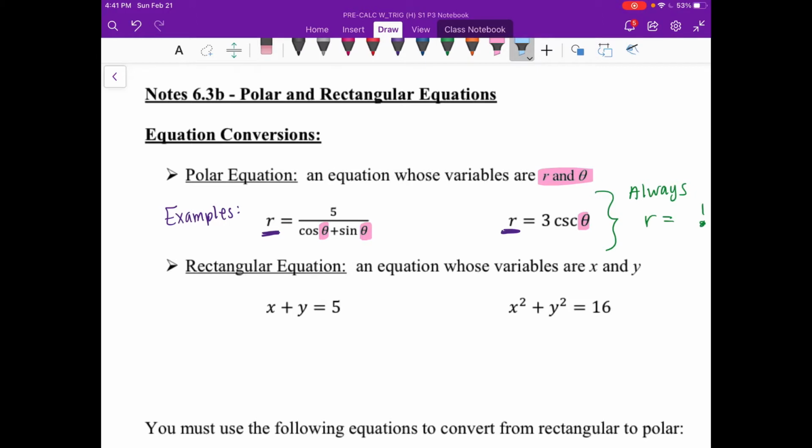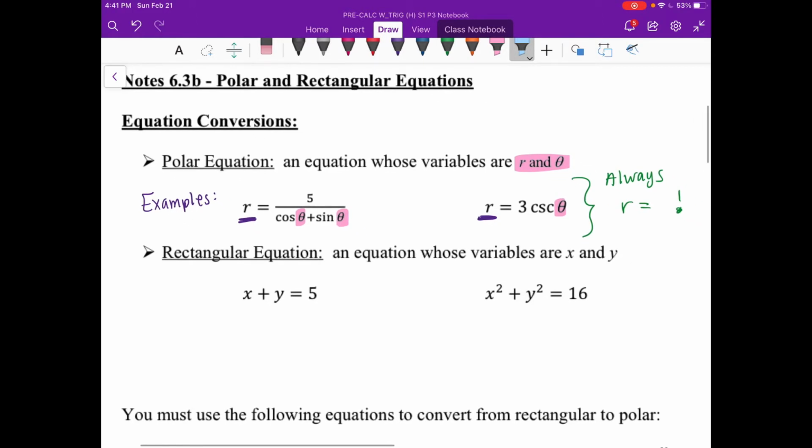Now with rectangular equations, it's the opposite, right? These are the ones we're used to. So these have x's and y's. x plus y equals 5, x squared plus y squared equals 16. This doesn't necessarily need to say x equals or y equals, but that is more what we're used to. As long as there's no r and no theta in our final answer, we should be good to go.